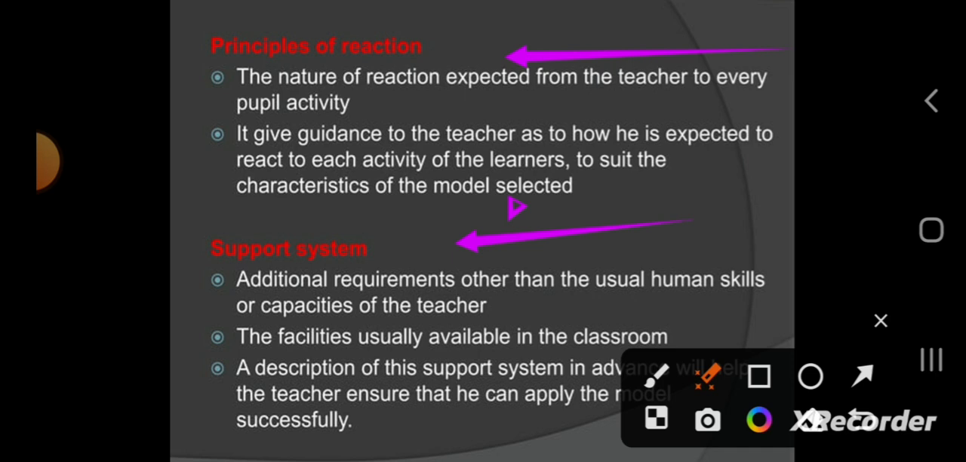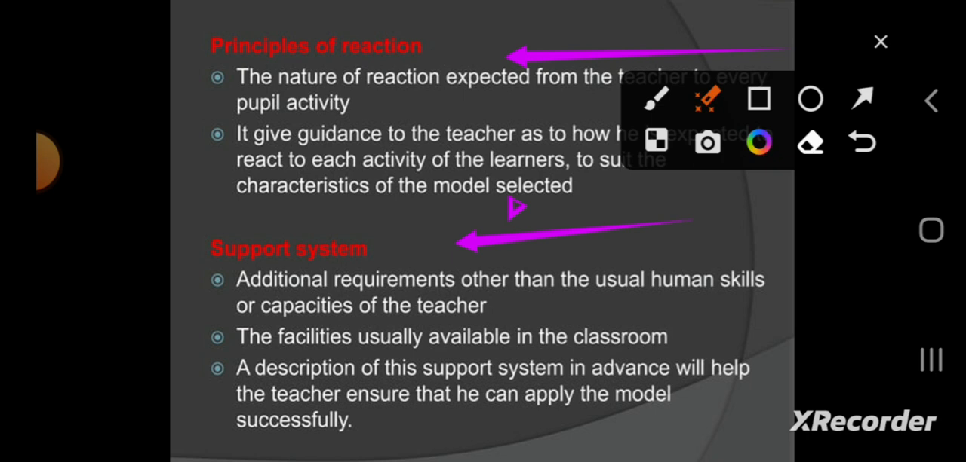Facilities available in the classroom. The effectiveness of a teaching model often depends on available facilities like technology, seating arrangements, or resources. Knowing what facilities are available helps in tailoring the model to fit the classroom settings. Description of the support system. Advanced planning. Providing a detailed description of the support system helps teachers prepare and adapt the model effectively. It involves ensuring all necessary tools, resources, and technologies are in place and that teachers are trained or familiar with their use.